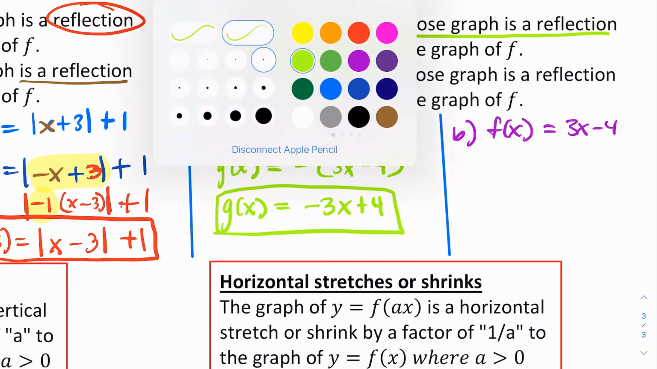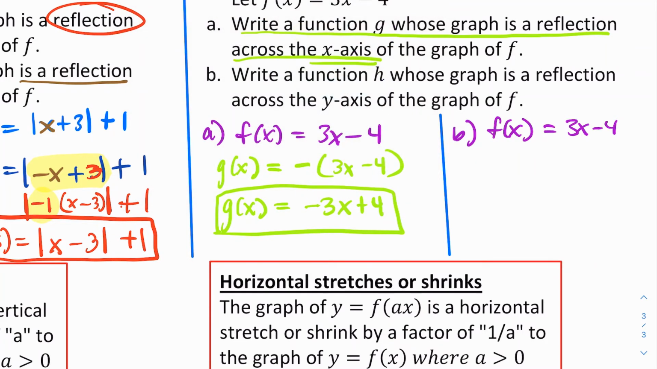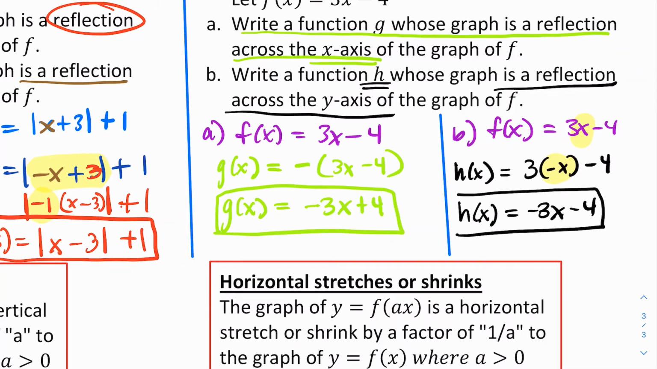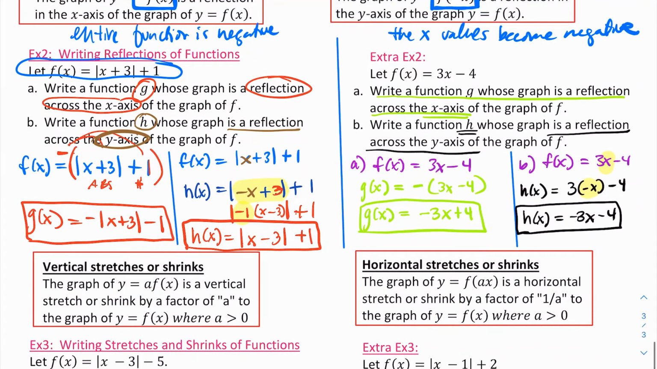For the second problem, we have an h function, and it's a reflection across the y-axis. So that means the x part is negative. So for h of x, everything is exactly the same, but the x becomes a negative x. And that's the only thing that changes, and then we have to simplify this. So this becomes negative 3x minus 4. And that's how you do the first two examples.